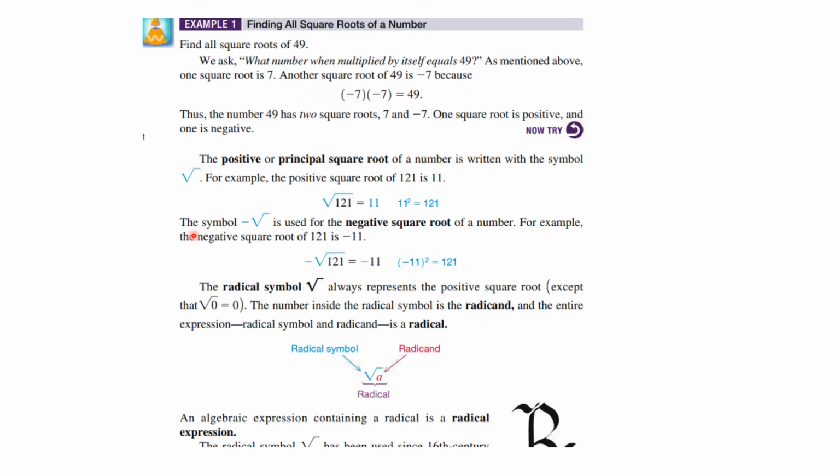Now the symbol minus the radical is used for the negative square root of a number, and this is what you did in the quadratic formula, for example. So the negative square root of 121 is minus 11, because minus 11 squared is 121. So remember, the radical symbol always represents a positive square root, except if it's the square root of 0, it will be 0. The number inside the radical is called the radicand.